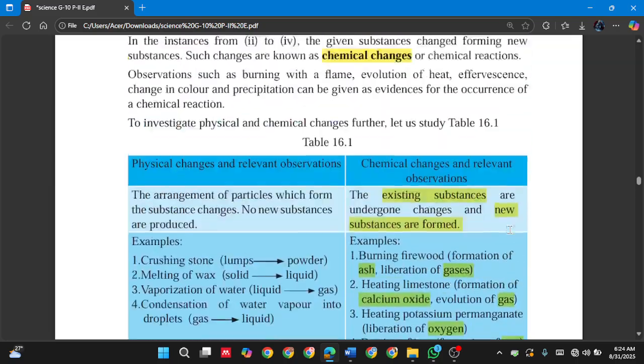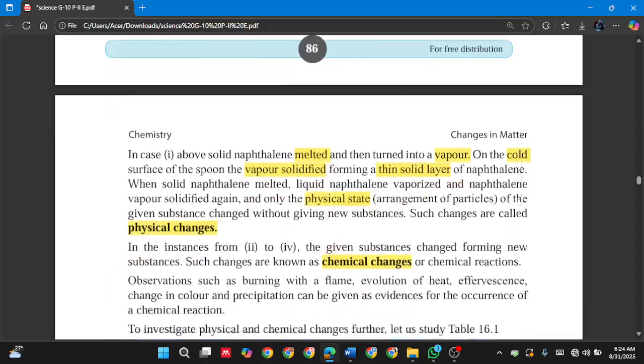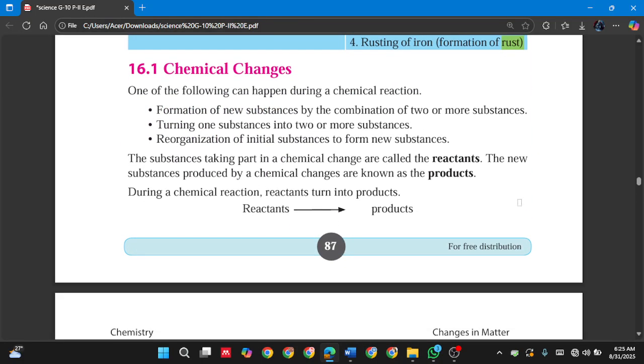So from here we are going to learn about chemical changes, under the topic changes in matter. One of the following can happen during a chemical reaction: formation of new substances by the combination of two or more substances, turning one substance into two or more substances, or reorganization of the initial substance to form new substances.